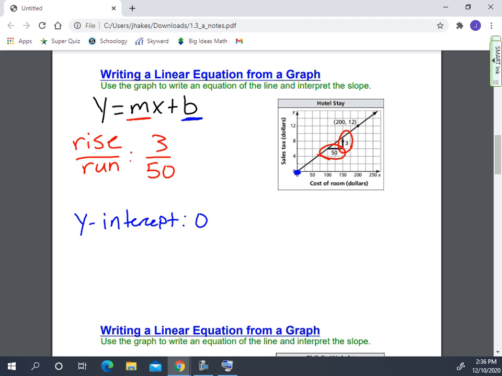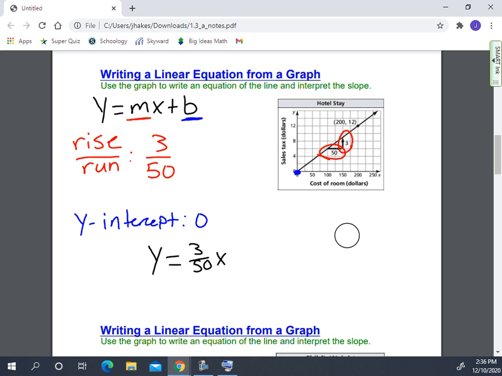From there, we can write our new equation. We have y equals m, which is 3 over 50, we found that, x plus our y-intercept, which is 0. There's our new equation of the line. Do we have to write plus 0? No, we don't. You can if you want to, or you can just say y equals 3 over 50x.